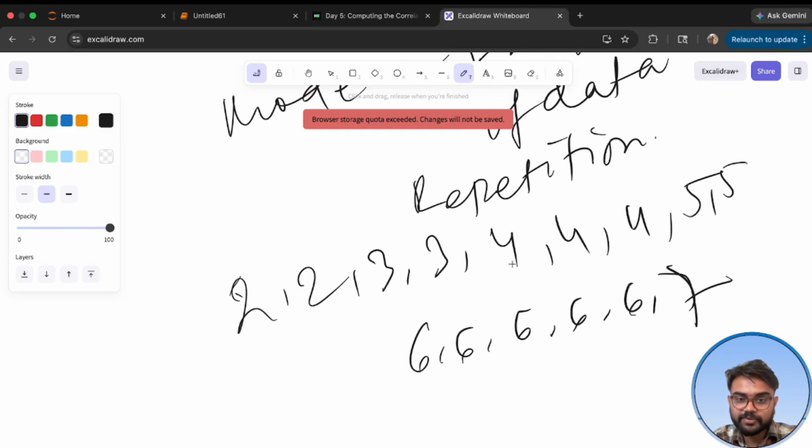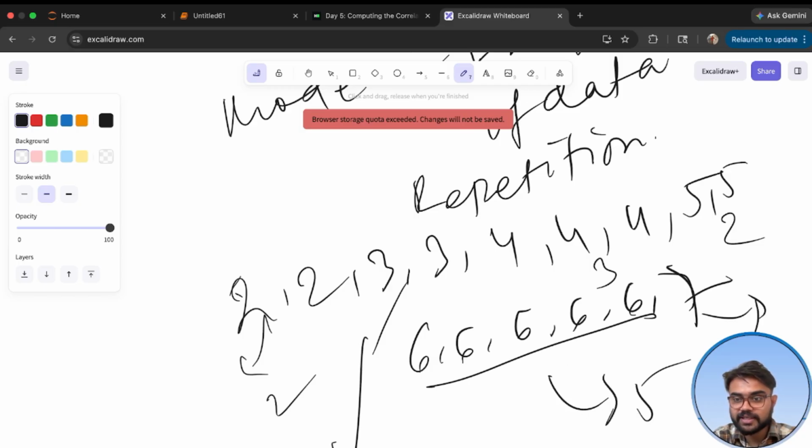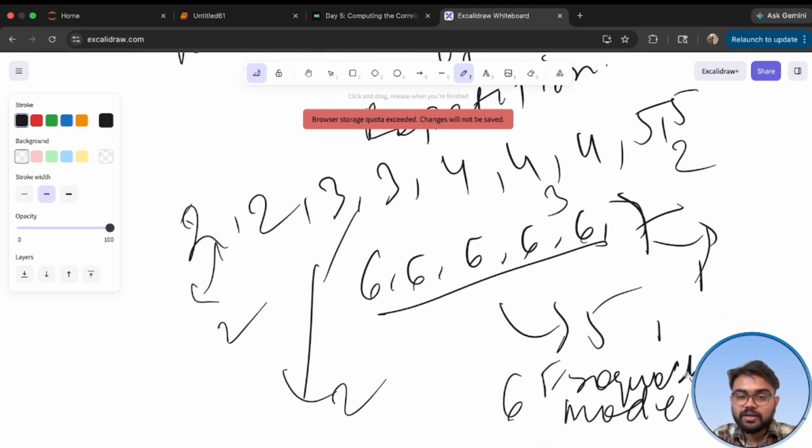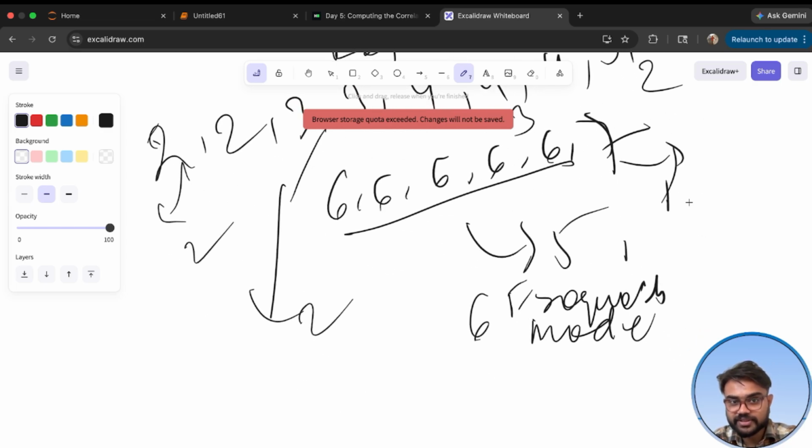Here you have to take the value which has repeated the most times. 2 repeated 2 times, 3 repeated 2 times, 4 repeated 3 times, 5 repeated 2 times, 6 repeated 5 times, 7 repeated 1 time. So here 6 has the highest frequency, the most repetitions, and that is the mode. 6 would be the mode here. Whatever data repeats the maximum number of times is defined as the mode. I hope you got it very nicely.